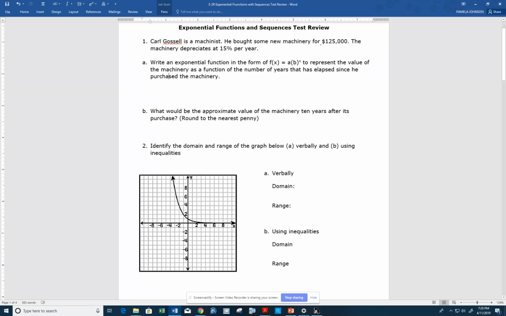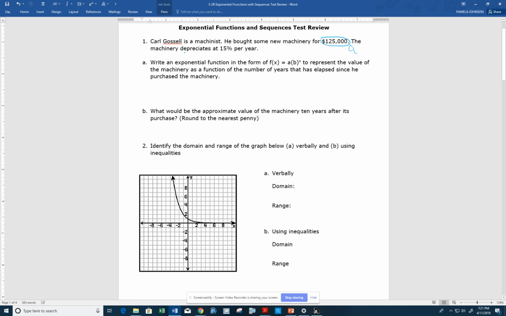Okay, so let's identify some numbers here. $125,000. This is going to be our A, or A sub 0. This is our starting value. This is its original worth, its initial value. Any of those words work.